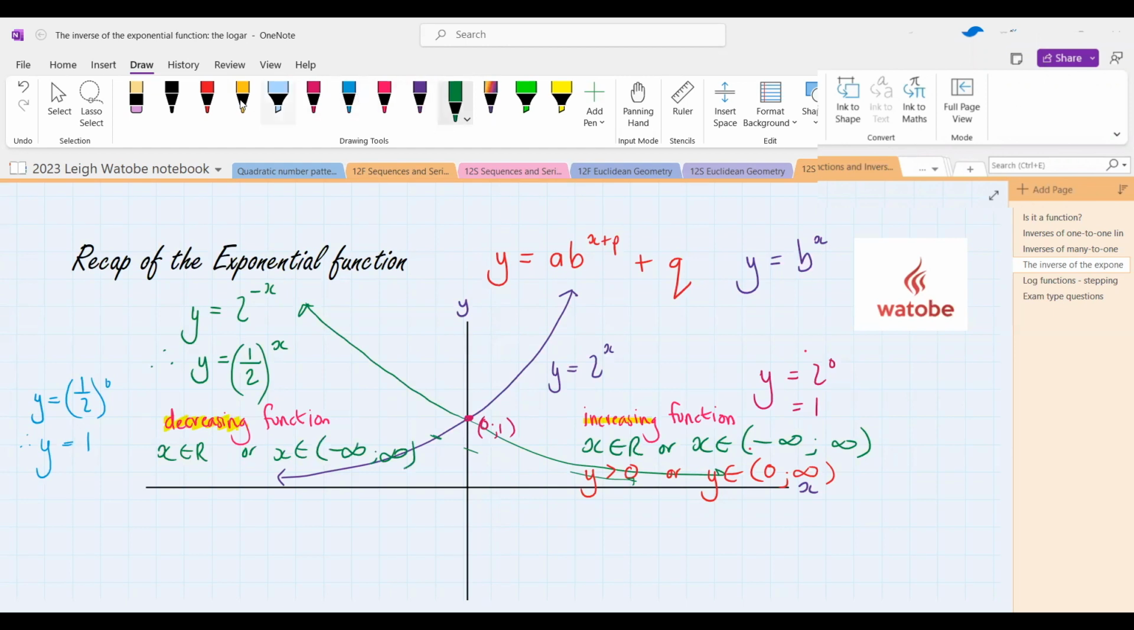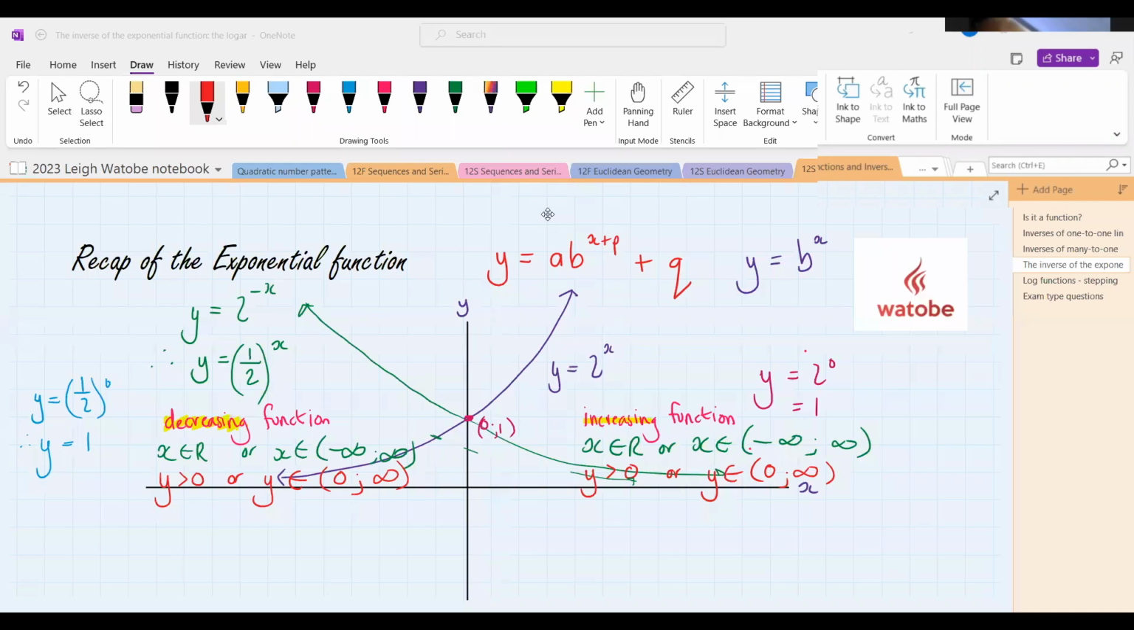And same story. This graph has an asymptote. The asymptote is the y-axis. So here I would say that y has to be greater than 0, or if I wanted to, I could say y is an element from 0 to positive infinity. Okay, all right, Sindiswa, you got a question?